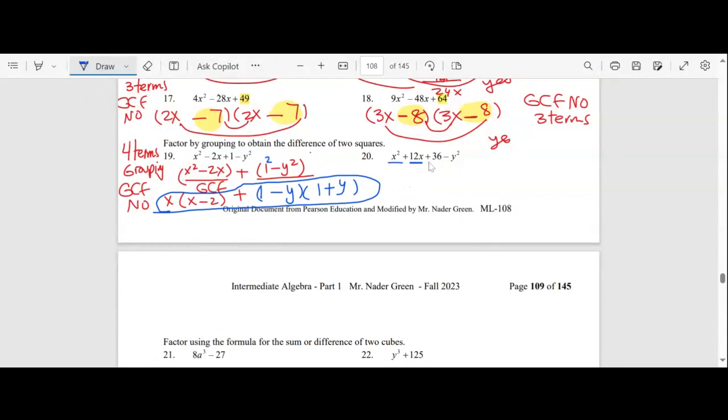Okay? Next one. How many terms do we have here? 4. So that's by grouping, right? If I take the first two, what is common here? Greatest common factor. x. What's left? x plus 12. Okay, plus here. 36. 36 is 6 squared minus y squared. Is there any difference of squares here? Yeah, 6 and 6. y minus, plus. And don't forget, at the beginning here, we have x plus 12.